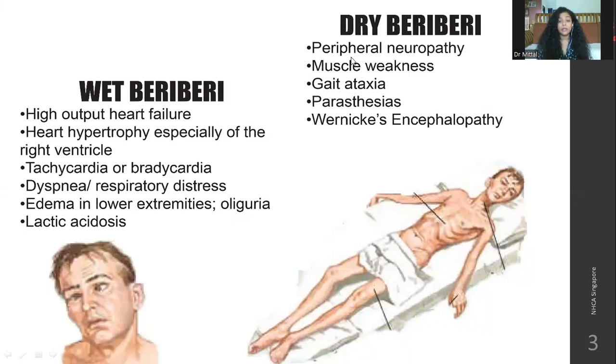And we have dry beriberi, with peripheral neuropathy, which I have mentioned. It starts with tingling and numbness in the fingertips or toe tips, and slowly progresses upwards. Muscle weakness, gait ataxia, that is imbalance, and paresthesia. Paresthesia again, you lose your sensation, an overall numb feeling is there. And Wernicke's encephalopathy, which is a central nervous disorder. So these are the signs and symptoms which you see in wet and dry beriberi.